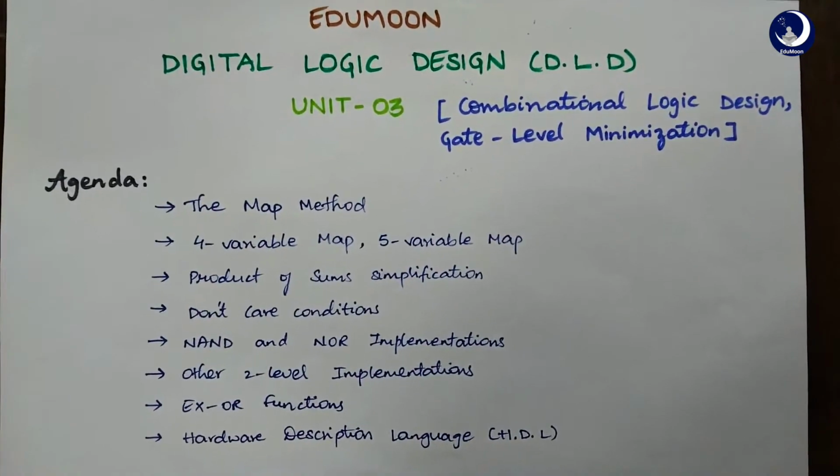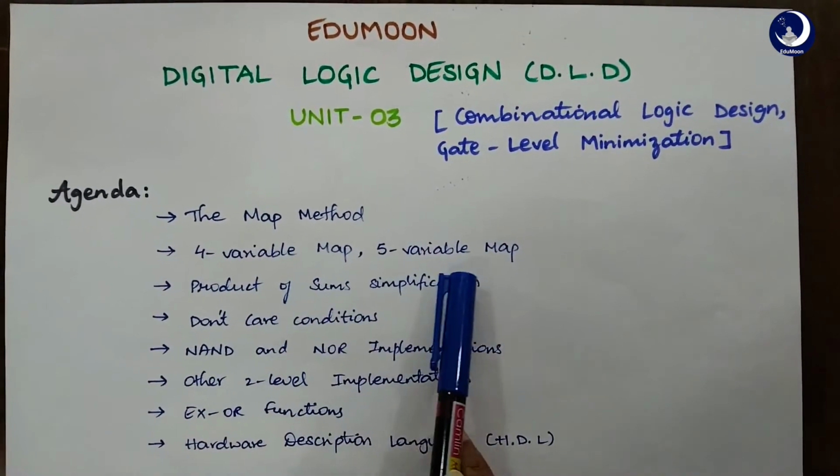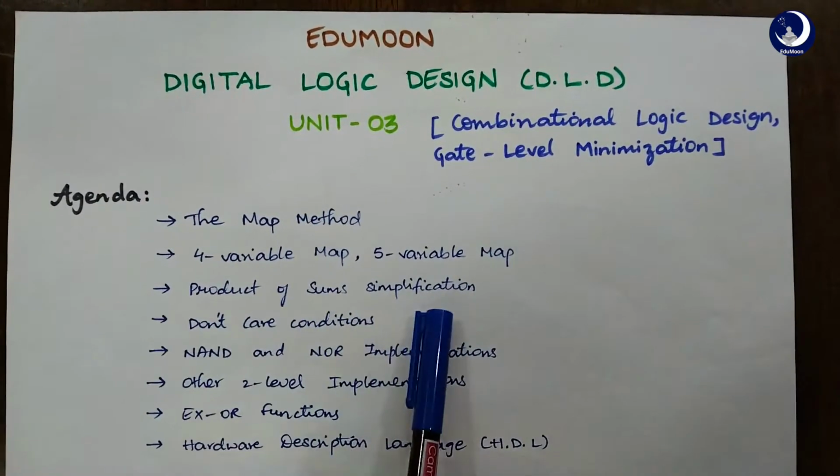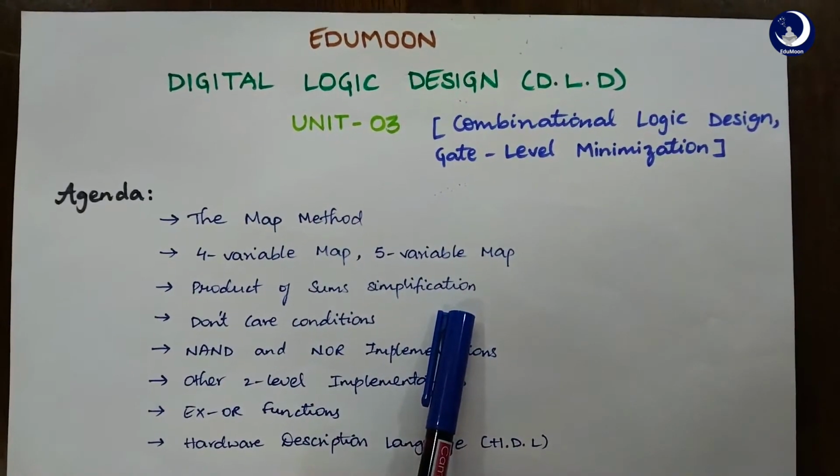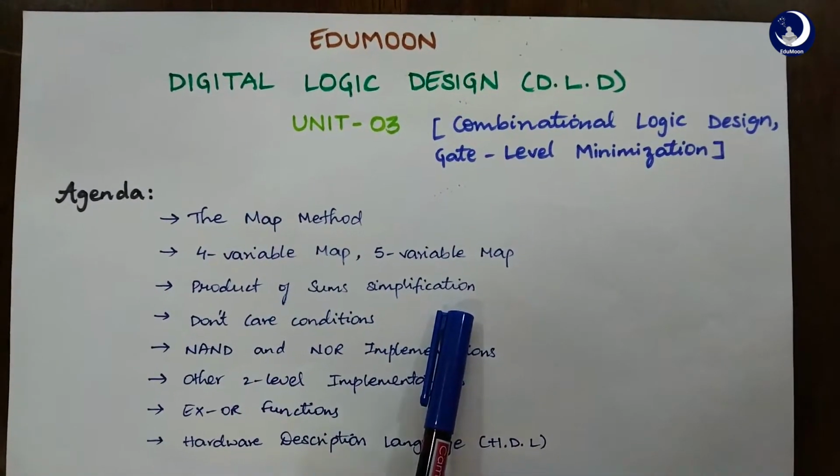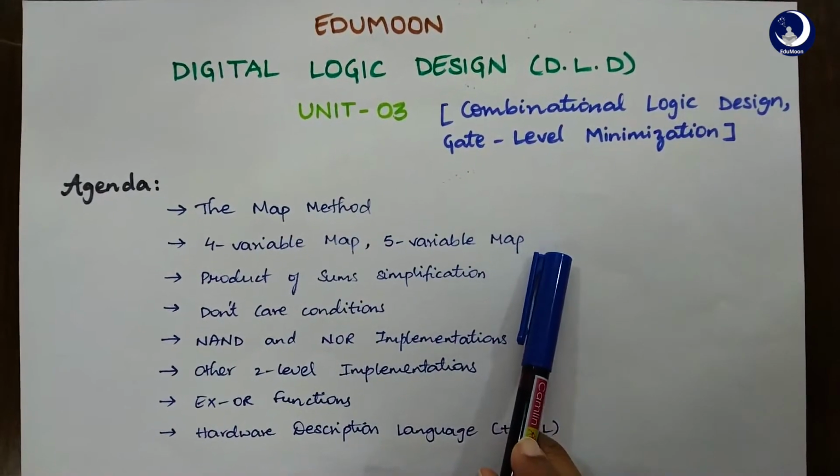In this particular video, we will look into 4 variable map and 5 variable map. Product of sum simplification is already covered as an example in the previous video, so don't worry, do refer to that one. We will just look into this particular topic now.